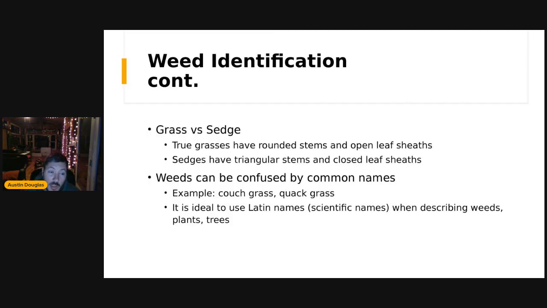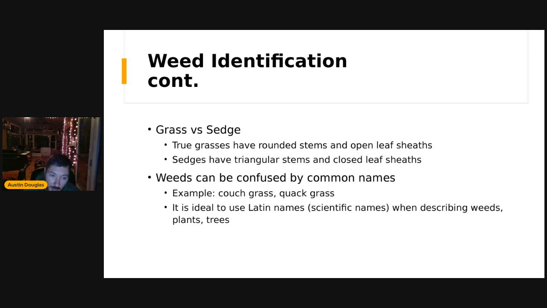There's also a difference between grass and sedges that we need to know. True grasses have rounded stems. If you pluck out a piece of Kentucky blue, look at that stem, it's going to be round. And the sheaths are open. But sedges are triangular. So if you get down there and you pluck a stem and you look at it lengthwise, you'll see that it's a triangle. And now you know it's a sedge. And the sheaths will be closed.